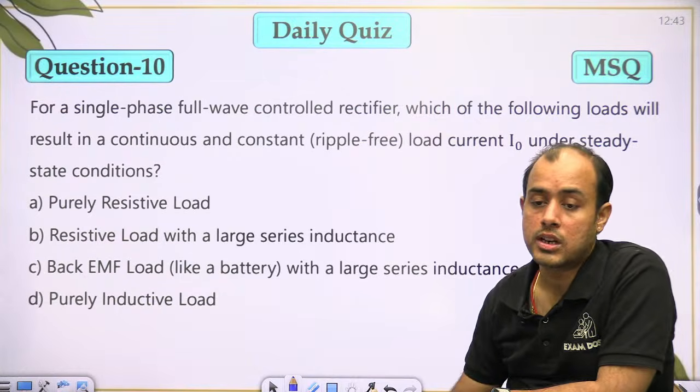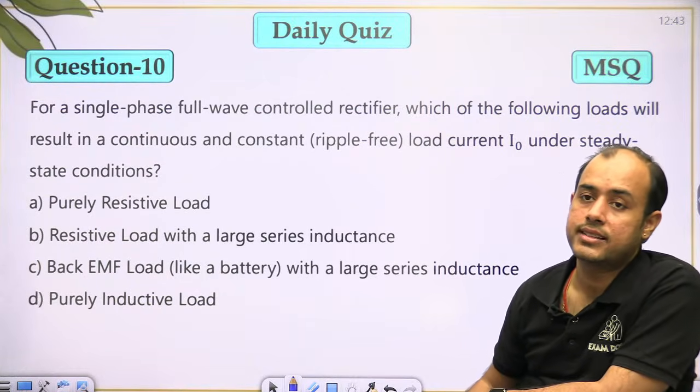बख्शी जी, फ्री व्हीलिंग डायोड तो फुल कन्वर्टर में भी नहीं चाहिए ना, तो ये एडवांटेज या डिफरेंस कैसे हुआ?